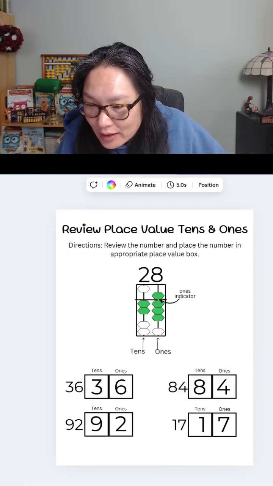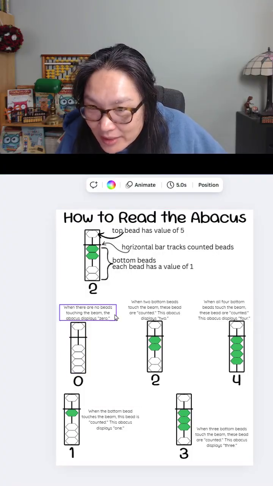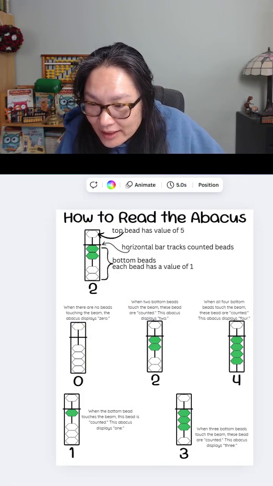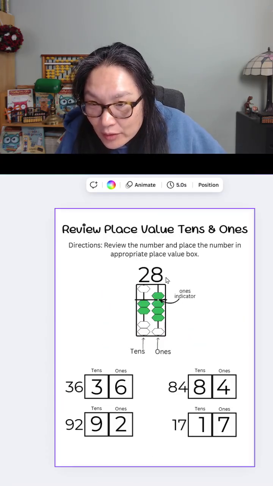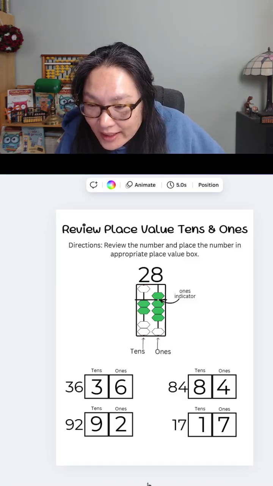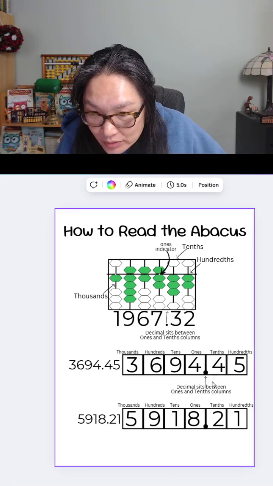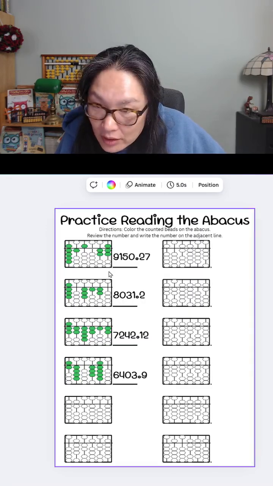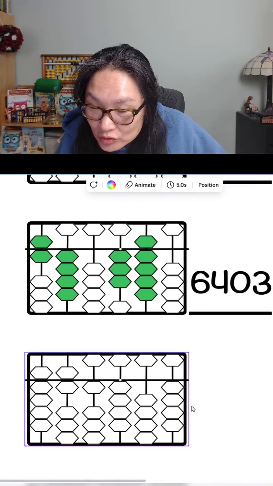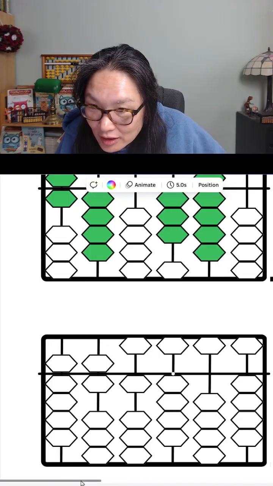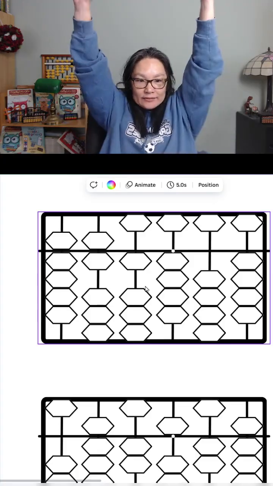This is the beginning of the book, where I explain how to read the abacus. I put in words, I put in what it looks like, and then I slowly introduce the numbers. From here, I go into the decimal places and I have the ones indicator. Then I have my hundreds, and then we go into thousands with decimals. And then now we have our worksheet. So let's do one more. What number is this?